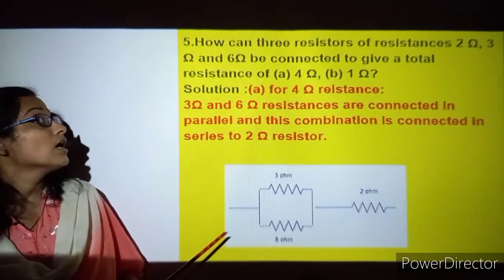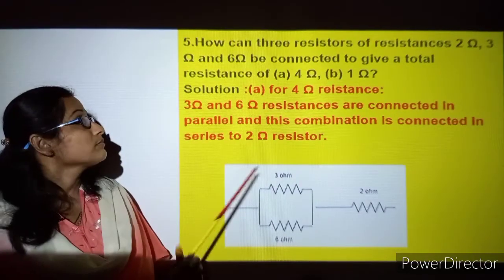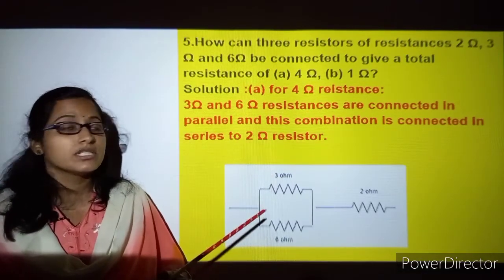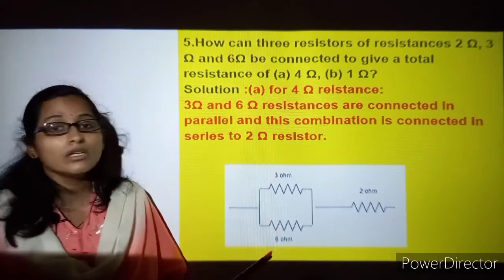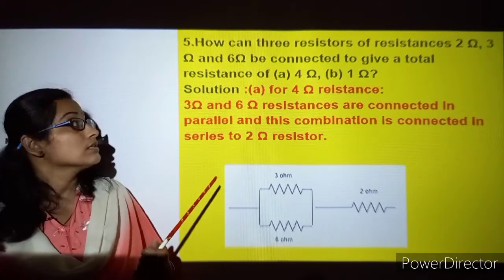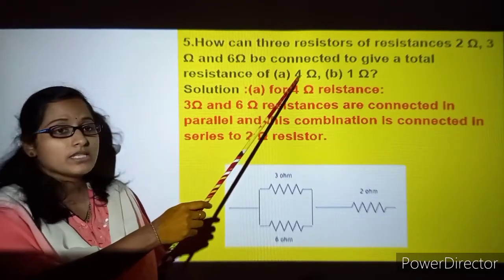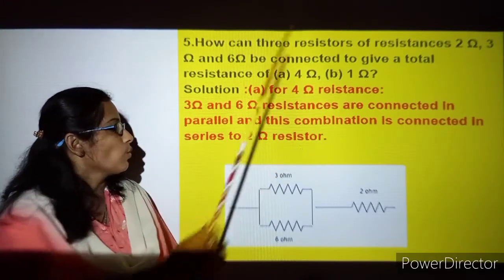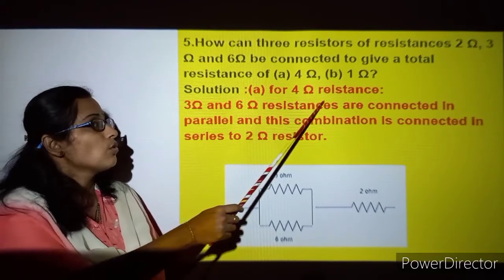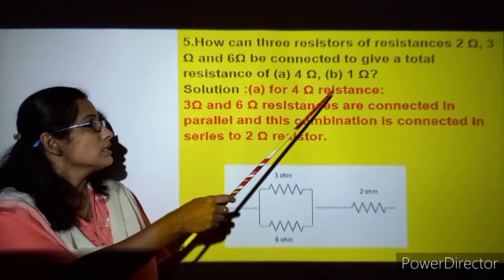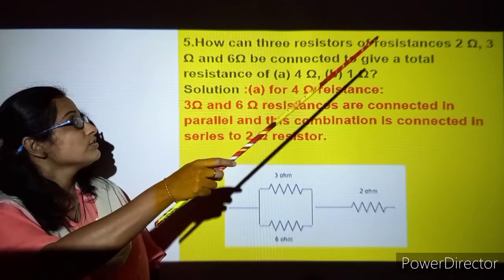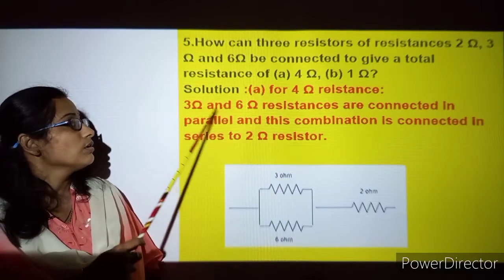So next is, how can 3 resistors of resistances 2 ohm, 3 ohm and 6 ohm be connected to get a given resistance? Question A is 4 ohms, question B is 1 ohm. So how are you going to connect it? For the first question, 4 ohm resistance, here we can see how you can connect. They have given 2 ohm, 3 ohm and 6 ohm. So you will get 4 ohm.